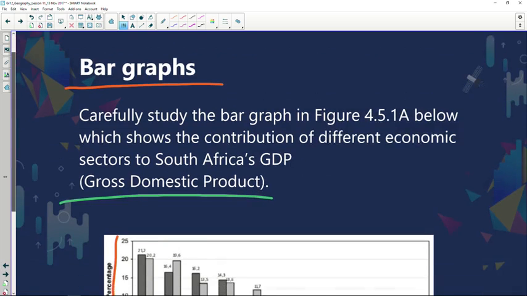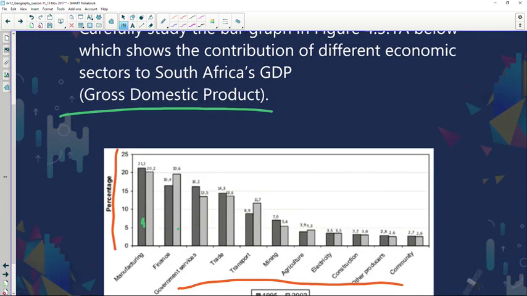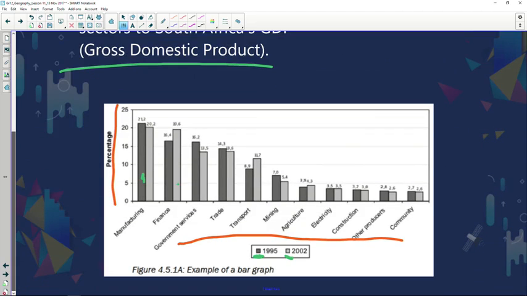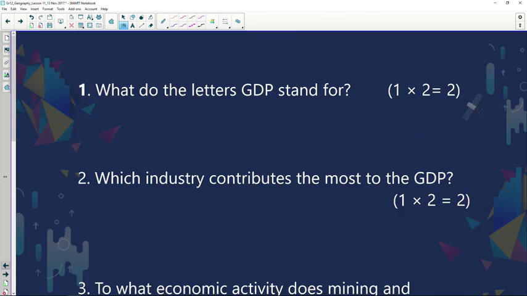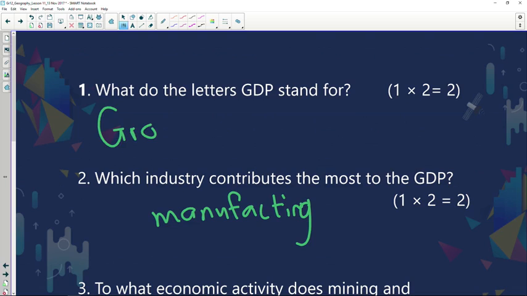And as you can see over there, definitely manufacturing, by 21.2% during 1995, and in 2002, 20.2%. So the correct answer for the answer that's in your booklet is going to be manufacturing. And GDP stands for Gross Domestic Product.